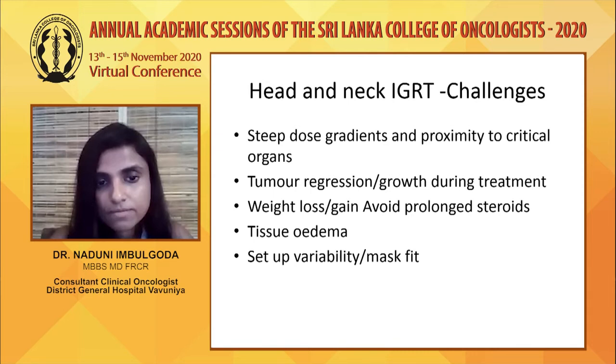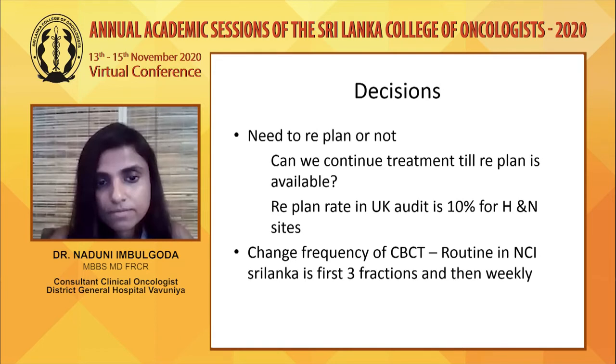So the decisions we need to take in IGRT for head and neck are: do we need to replan or not? Can we continue treatment till the replan is available? The replan rate in UK auditing was around 10% for head and neck sites. And also we need to decide whether we need to change the frequency of cone-beam CT imaging for a particular plan. Routinely we do that in Sri Lanka every 3 fractions and then weekly, but for some plans we might need to do it more often than that.